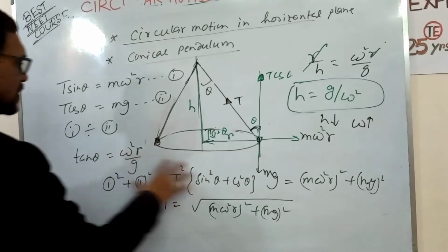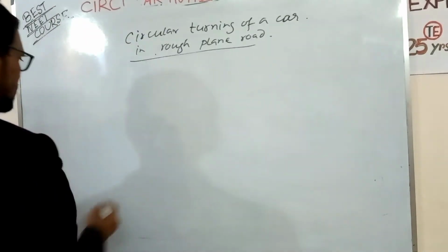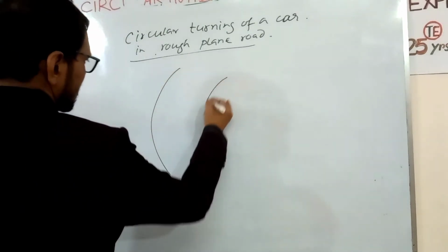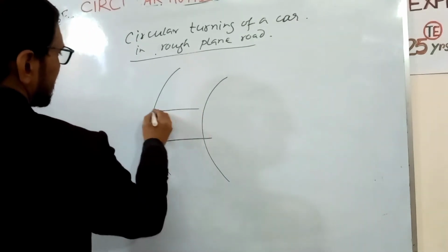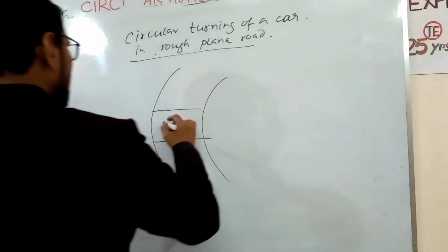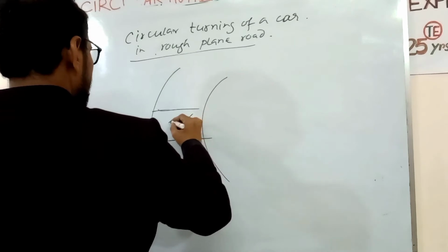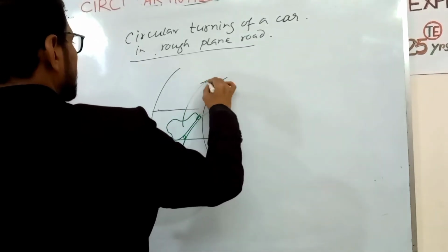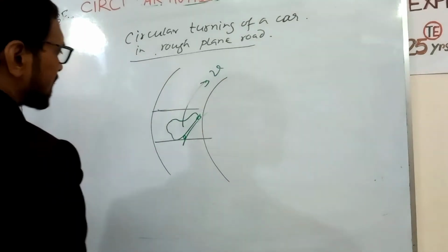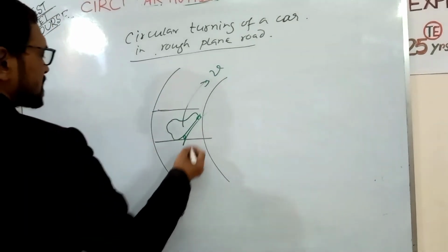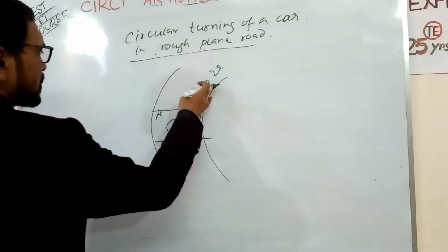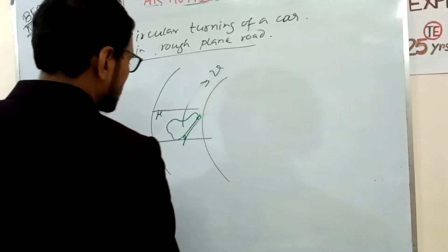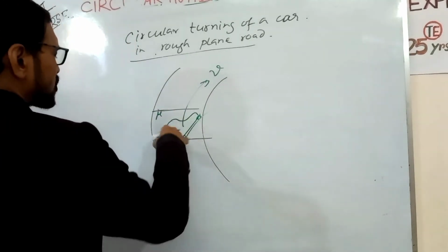So these are the different equations of the conical pendulum. Now suppose this is a plain road, along which a car turns with a speed v. The friction coefficient mu is given. What is the maximum velocity of the car for safe turning?